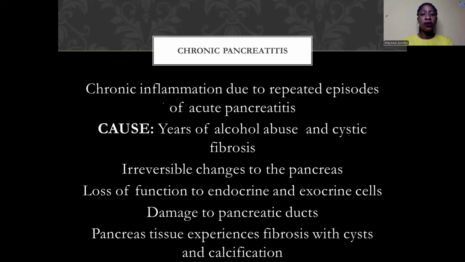Now let's talk about the cause. We have years of alcohol abuse. If someone has been abusing alcohol over the years for a long period of time, then another major cause is cystic fibrosis. This cystic fibrosis is a major disease condition that affects the respiratory system.